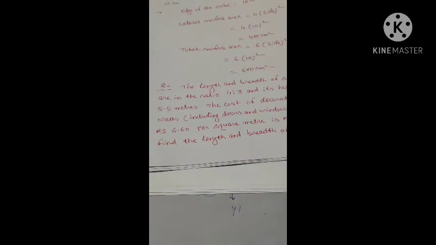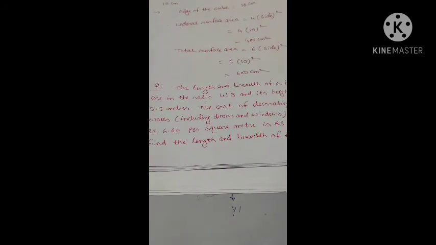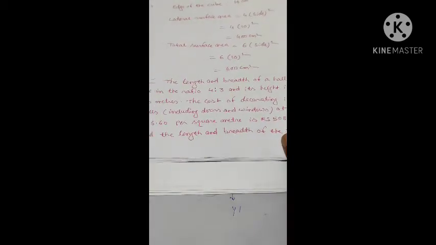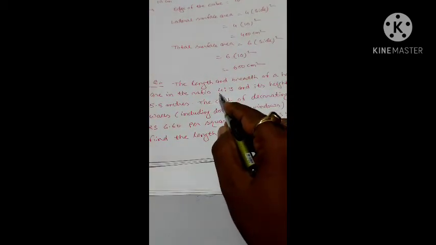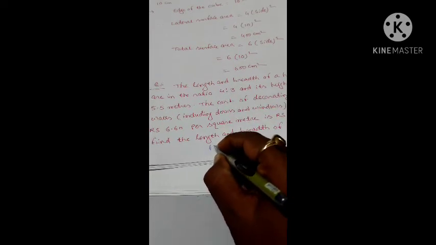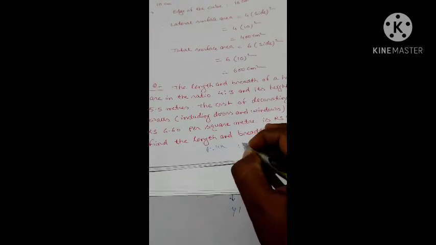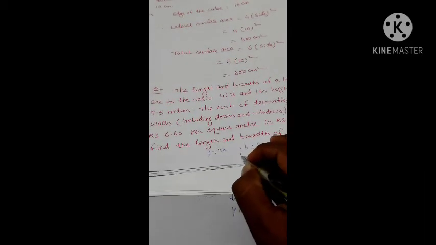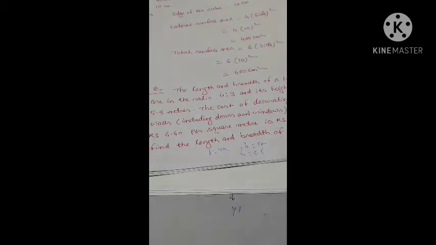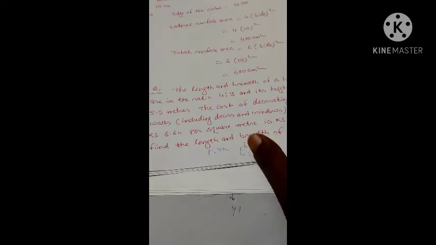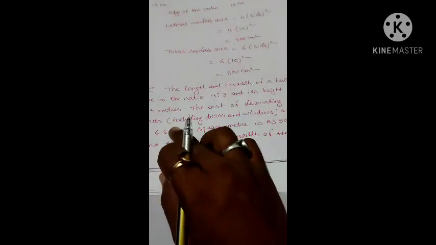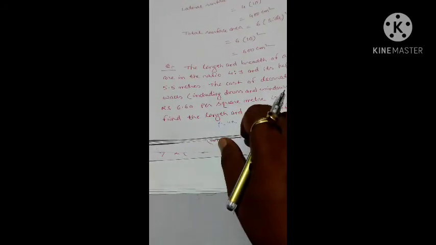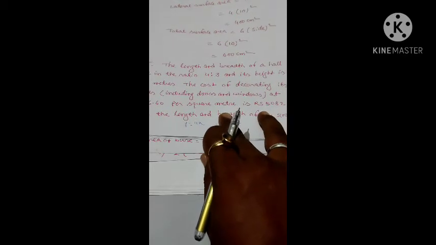Now another sum we can see: the length and breadth of a hall are in the ratio 4:3 and the height is 5.5. Here again length and breadth are given in terms of ratio. So we can assume that length is 4x, breadth is 3x, and height is given as 5.5. So we got the length, breadth, height. Then again here cost is given. The cost of decorating the walls at the rate of 6.60 per meter square is rupees 5082.